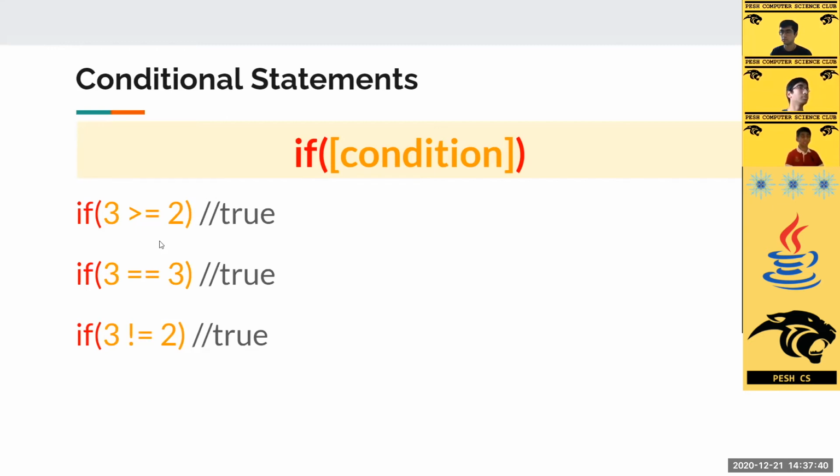What Ishan said in chat is very important. When you're creating variables, you use a single equal sign. But when you're checking if two numbers are the same, you need two equal signs. So make sure to be careful about that.